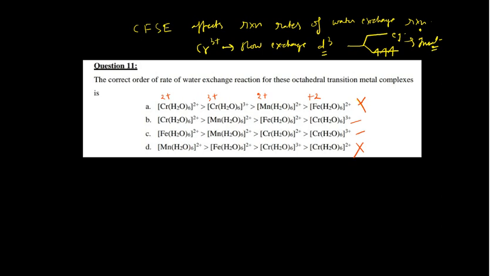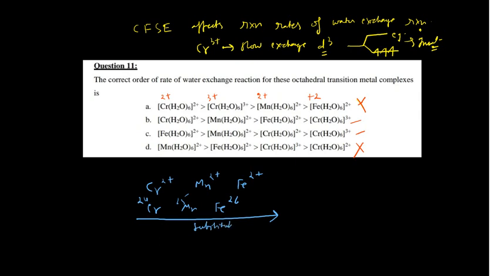See, basically the rate of the substitution reaction decreases across the series. For example, you are having chromium 2 positive ion, manganese 2 positive ion and iron 2 positive ion. And if you see chromium, manganese and iron, it is 24, 25 and 26. So when you move across the period, your substitution rate decreases.